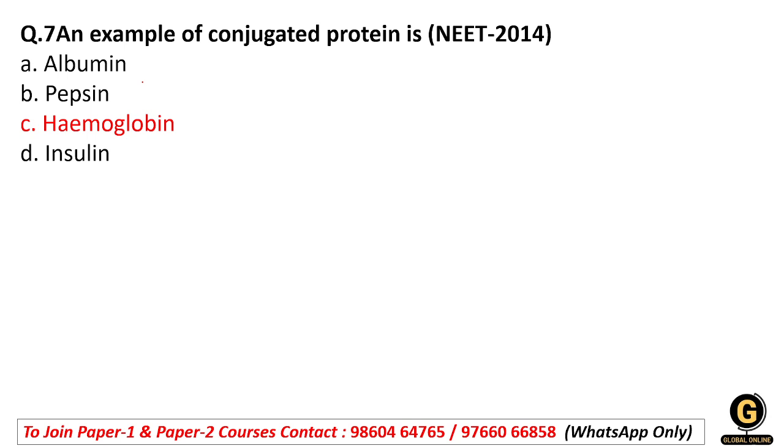An example of a conjugated protein is, and the options given are albumin, pepsin, hemoglobin and insulin, and the right answer is hemoglobin because it is a protein with a non-protein prosthetic heme group in it. How is hemoglobin having a heme group? Yes, heme group in it, right?